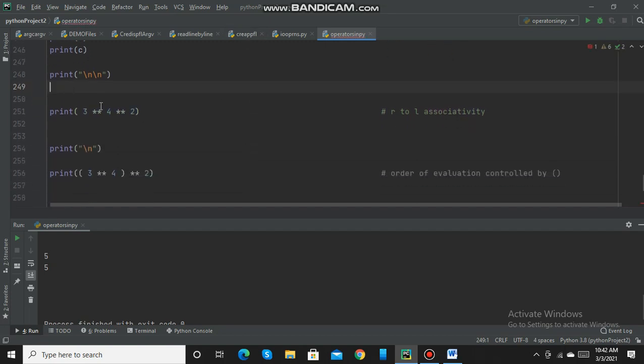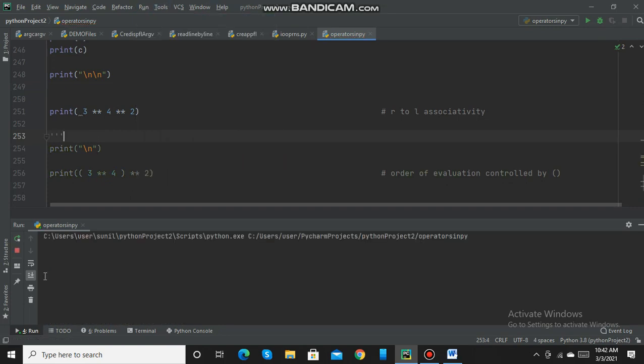Another case of right to left associativity is exponent. So here 3 exponent 4 exponent 2, that means first it will be 4 raised to 2, that is 16. Then 3 will be raised to the power of 16. So when 3 is raised to the power of 16, this is the answer, 43046721.